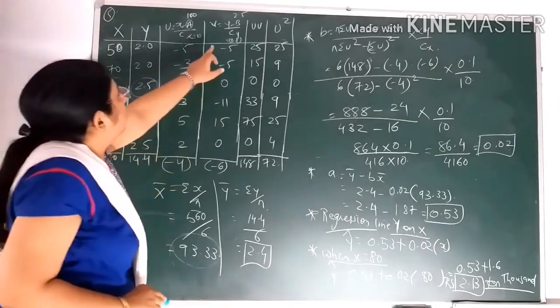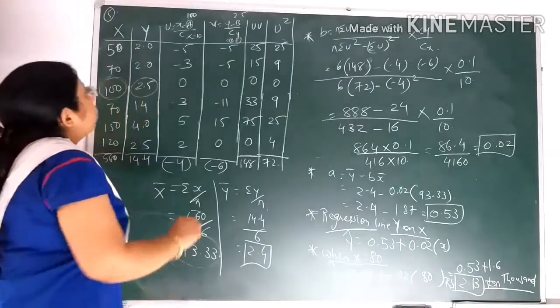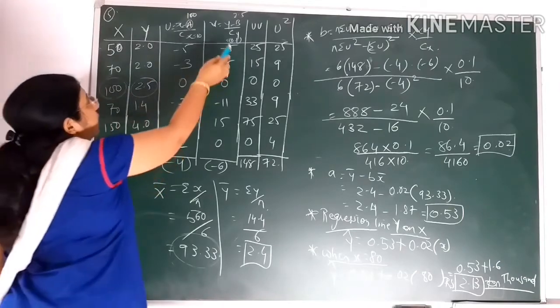Now moving on to the column of V. V is equal to Y minus B upon Cy. Now each and every value of Y from the column of Y will be taken, minus B.